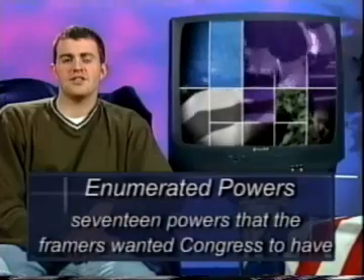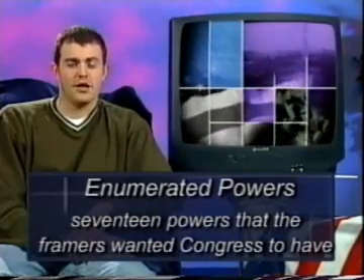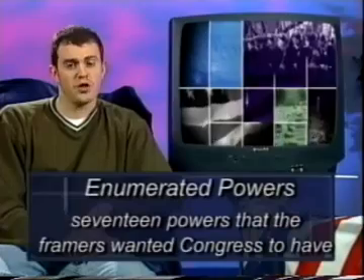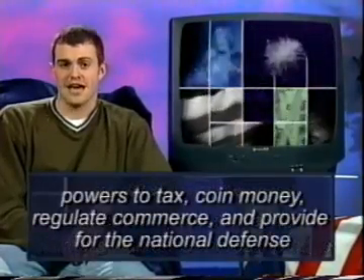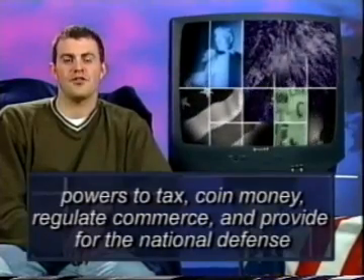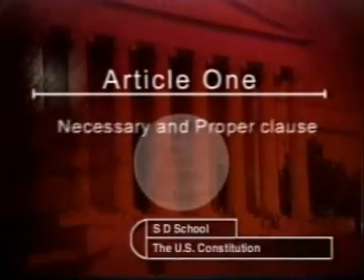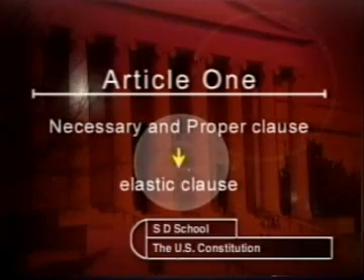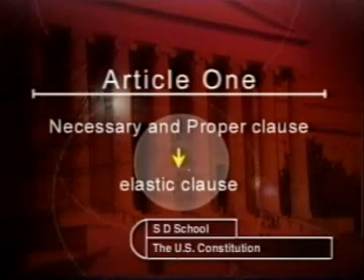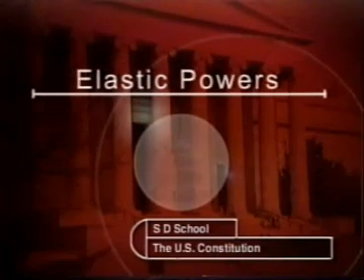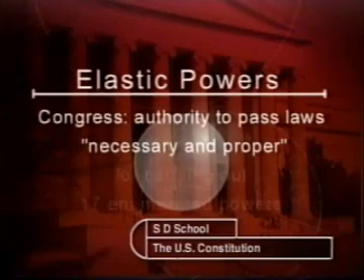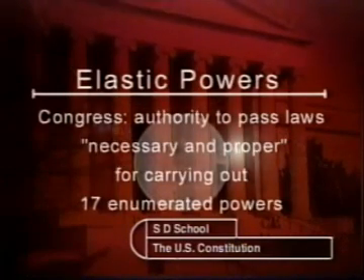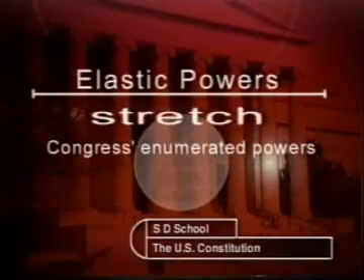Another key to the first article is the list of enumerated powers. This list contains 17 powers that the framers really wanted Congress to have. Sadly, the members of Congress didn't get the powers they really wanted, like super strength and X-ray vision, and had to settle for enumerated powers, like the powers to tax, coin money, regulate commerce, and provide for the national defense. The framers also threw in the necessary and proper clause, also called the elastic clause. This clause is the mother of elastic powers. The elastic powers set forth by the elastic clause grant Congress the authority to pass all laws necessary and proper for carrying out the 17 enumerated powers. So, elastic powers stretch Congress's enumerated powers.